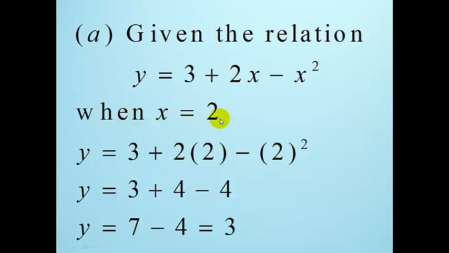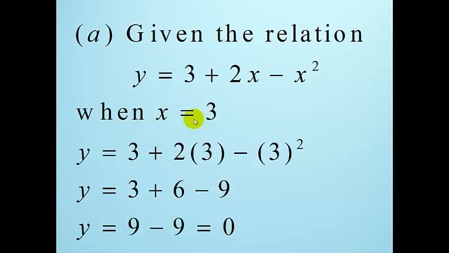Now when x equals 2, y will be equal to 3 plus 2 times 2 minus 2 squared. And we have 3 plus 4 minus 4. 3 plus 4 is 7, and 7 minus 4, the answer is 3. Now when x equals 3, by substitution, we have y equals 3 plus 2 times 3 minus 3 squared. That is 3 plus 6 minus 9, since 2 times 3 is 6 and 3 squared is 9. 3 plus 6 is 9. So 9 minus 9, the answer is equal to 0.